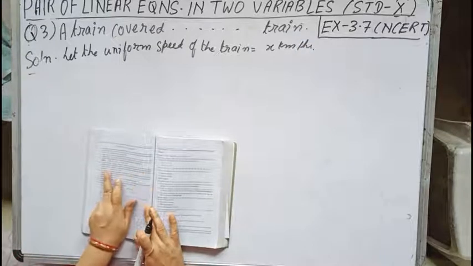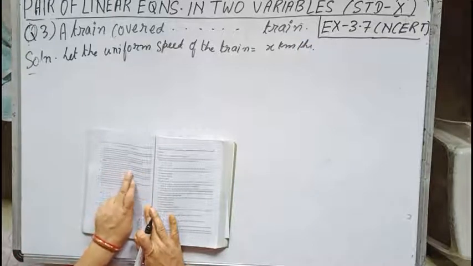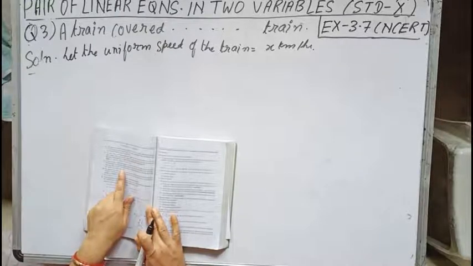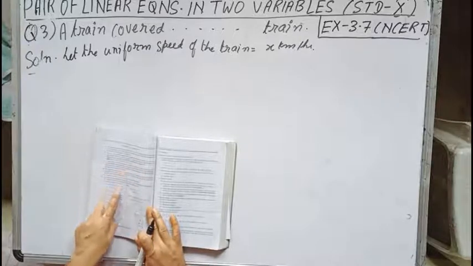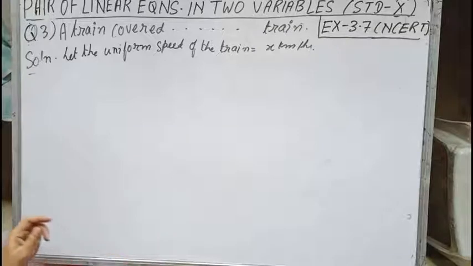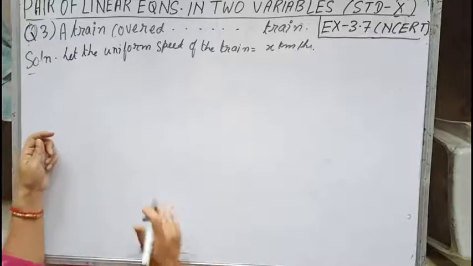If the train would have been 10 km faster, it would have taken 10 hours less than the scheduled time. And if the train were slower by 10 km per hour, it would have taken 3 hours more than the scheduled time. Find the distance covered by the train. So distance equals speed into time. So we will first find speed and time, and then when we multiply, we will get the required distance.